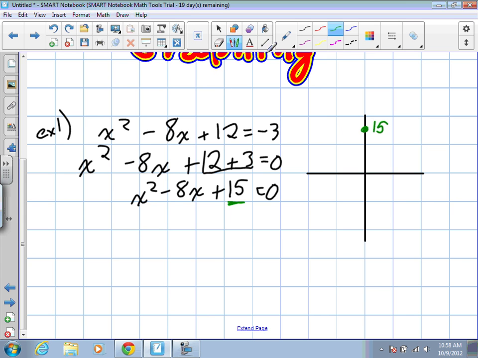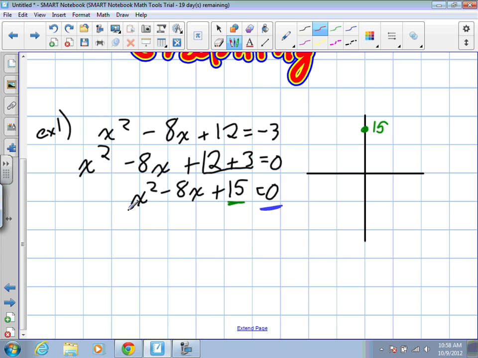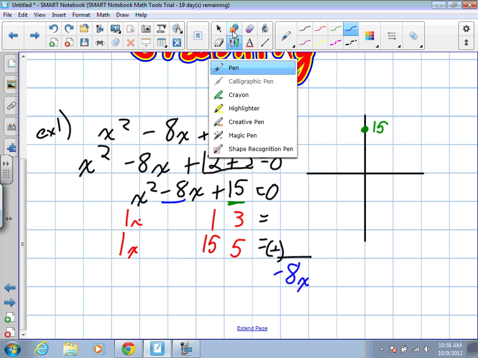So we need to factor this in order to graph the rest of it. It'll help us find our x-intercepts. And again, in order to find x-intercepts, we have to make sure we're set equal to 0. So when I go to factor this, I have to find the factors of the first term, which are just 1x and 1x, and factors of 15: 1 and 15, and 3 and 5. We know we're going to take their products and add them up to what term? Negative 8x.